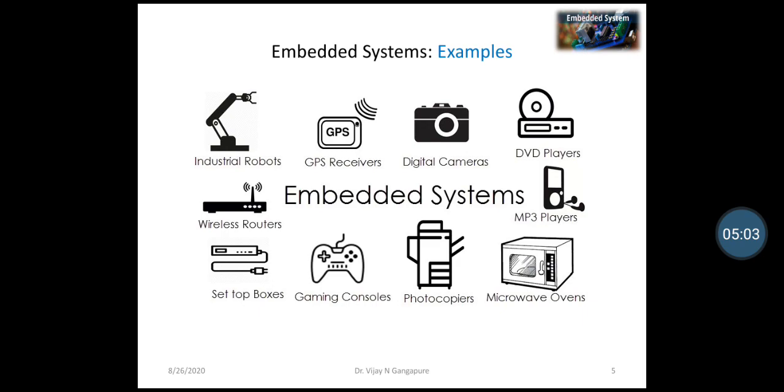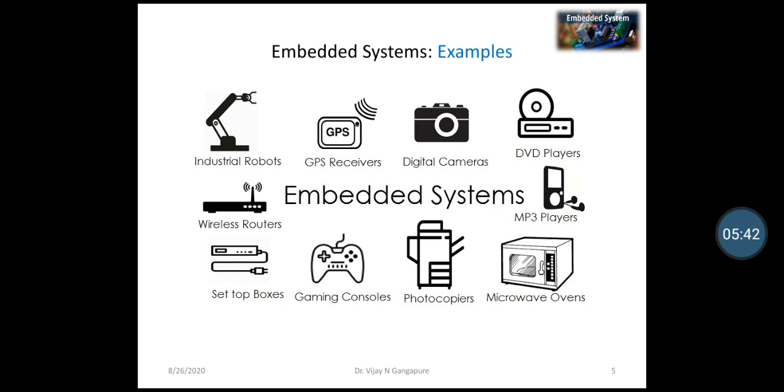So other than these consumer products, these are few examples of embedded systems. For example, industrial robots, picture you can see. You'll find such robots in industry, for example, in automobile industry, on manufacturing assembly line, you will find such robots performing certain operations. So such an industrial robot is an example of embedded system, and which should perform in real time.